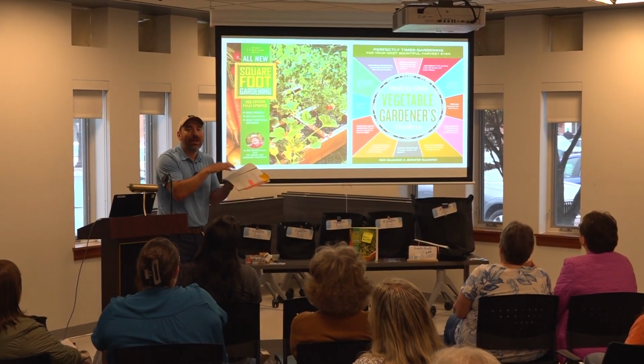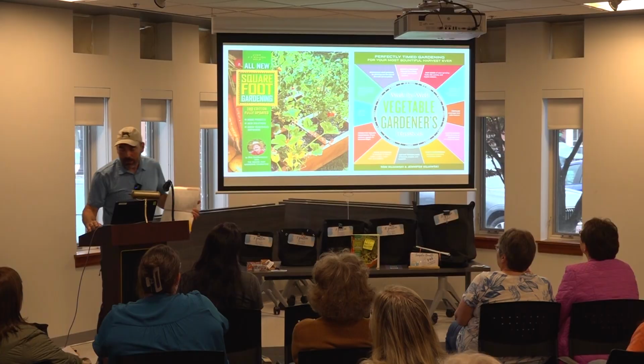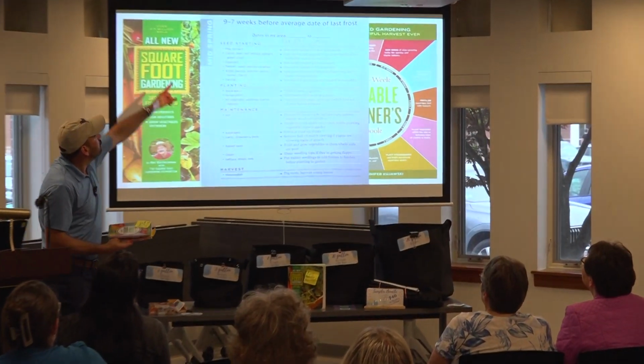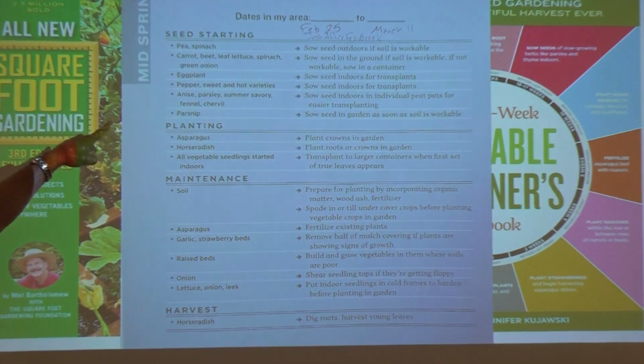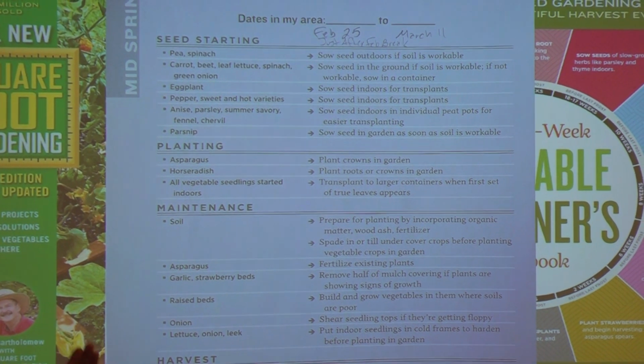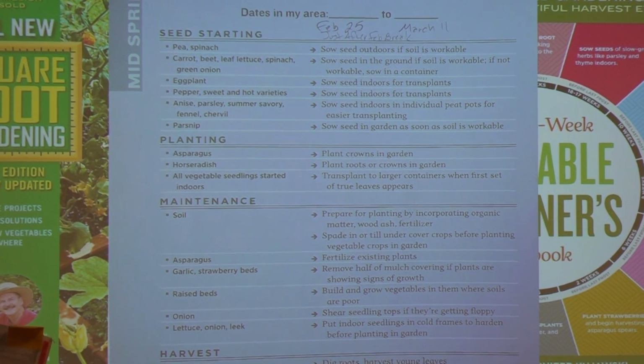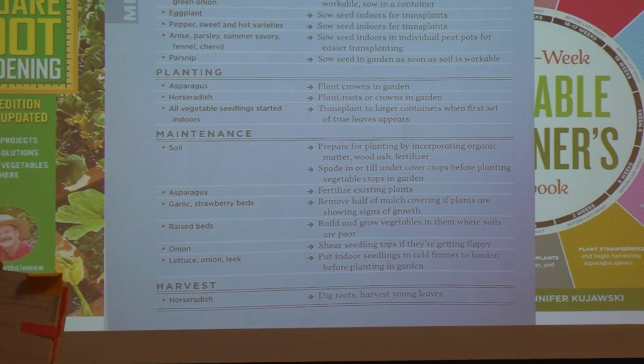So this book, you calibrate it to your last frost date. I got pictures of it. So, 9 to 7 weeks before the average last frost, you find when your average frost is, you work backwards in the calendar, you write it in once, and then you have it in here. It's a journal.